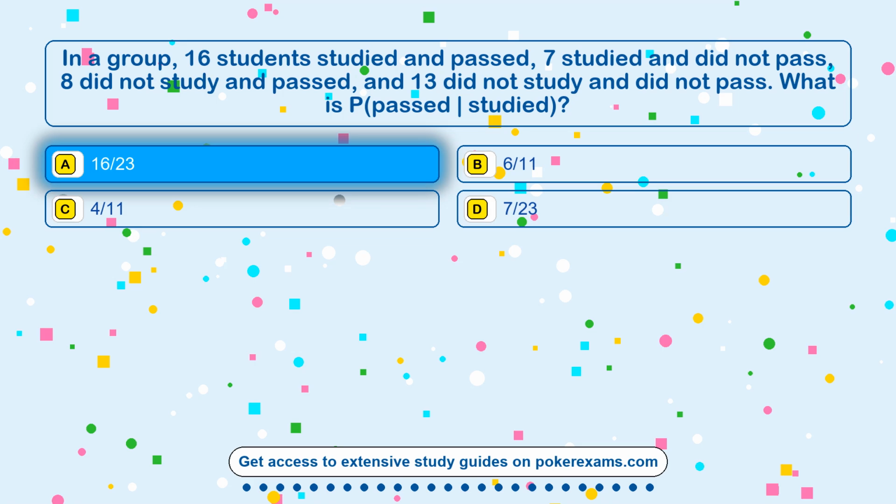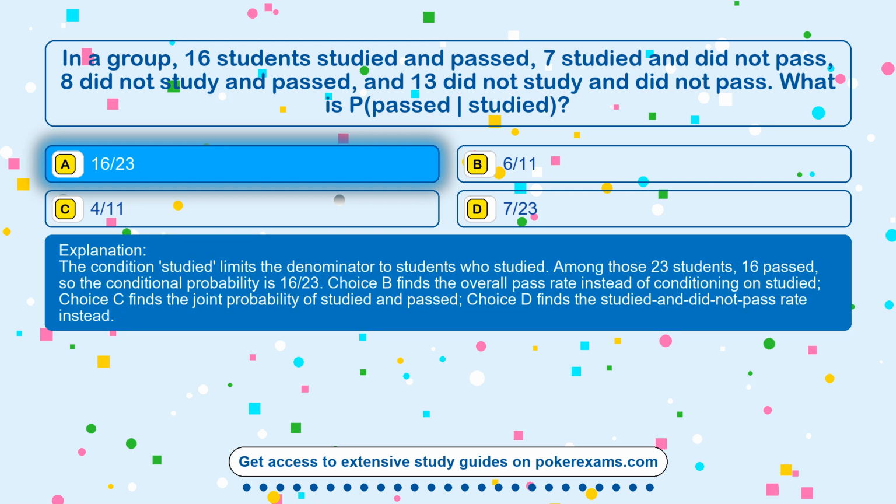The correct answer is option A, 16/23. The condition studied limits the denominator to students who studied. Among those 23 students, 16 passed, so the conditional probability is 16/23. Choice B finds the overall pass rate instead of conditioning on studied, choice C finds the joint probability of studied and passed, choice D finds the studied-and-did-not-pass rate instead.